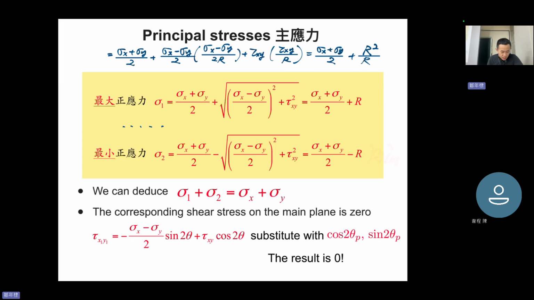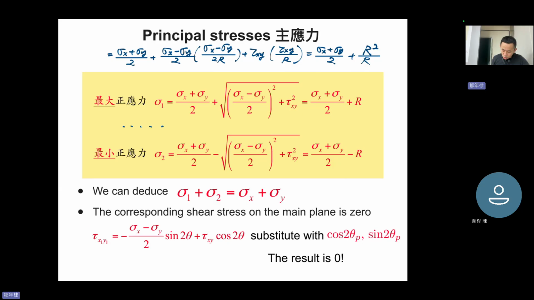Okay? And again, you notice that if you sum them together, they will cancel each other, and you become sigma x plus sigma y. So again, it's also a stress invariant. Okay, stress invariant.